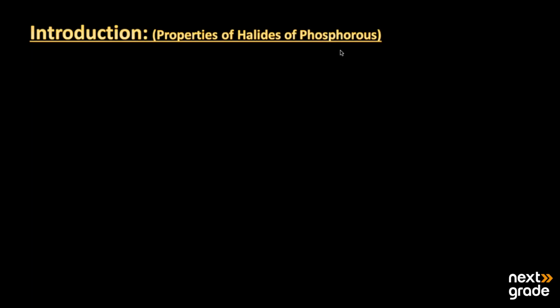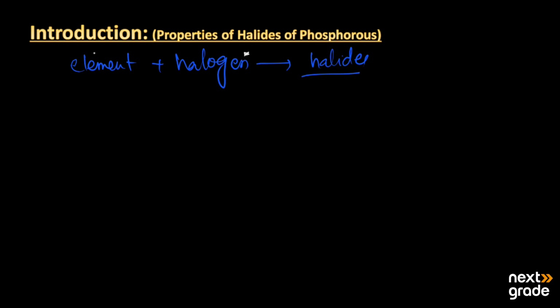The topic we are going to discuss is the properties of halides of phosphorus. The word halide simply means that when an element reacts with the halogens, then the resulting product that is formed is known as a halide. The word halide is derived from the halogens.